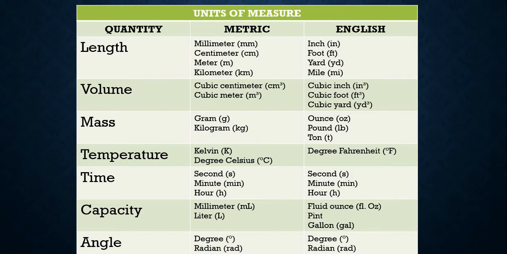Mass, gram and kilogram for metric; ounce, pound, and ton for English. While in temperature, it uses Kelvin and degree Celsius for metric and degree Fahrenheit for English. In time, second, minute, and hour for metric and English. Capacity, milliliter and liter for metric; fluid ounce, pint, and gallon for English. Angle, degree and radian for metric and English.